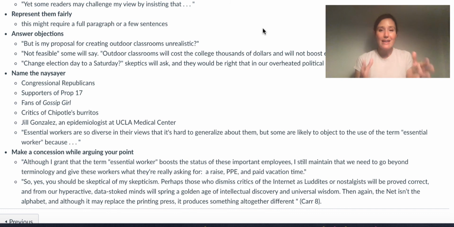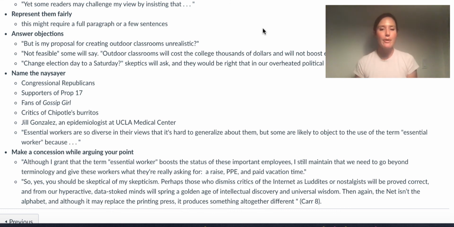So he's giving examples that you would think are disproving his point, that we should be nervous and fearful of what Google is doing to our brains. But I think that only makes him seem more credible. So he says, so yes, you should be skeptical of my skepticism, his skepticism about technology. Perhaps those who dismiss critics of the internet as Luddites, those are people who are afraid of technology, who in England actually broke the machinery that they felt was taking away their jobs, or nostalgists will be proved correct.